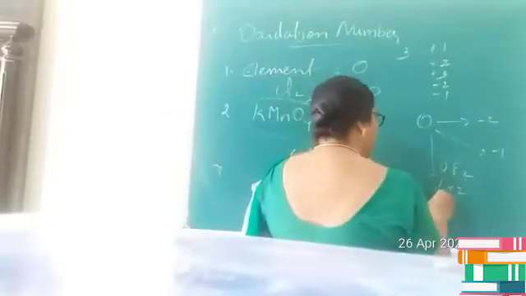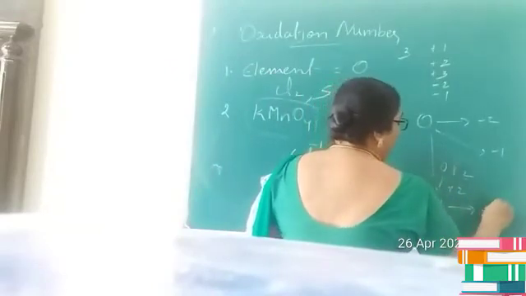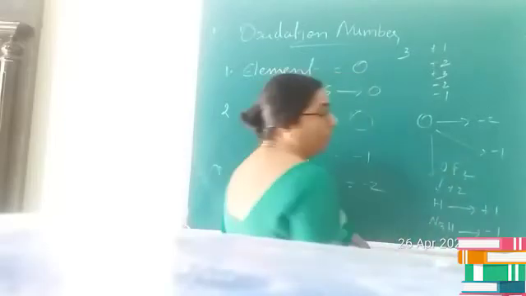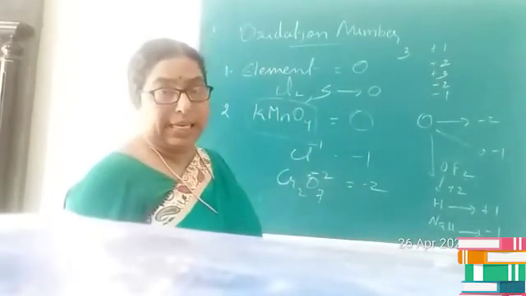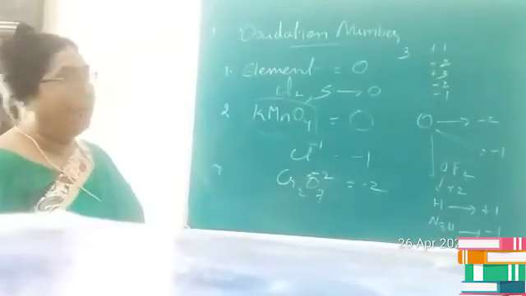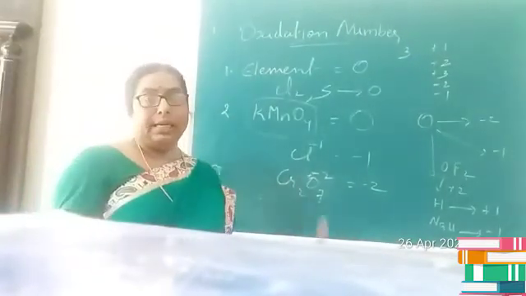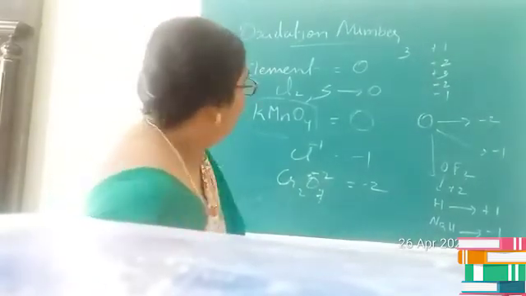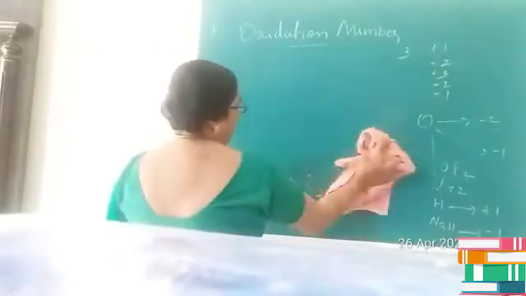And hydrogen generally shows the oxidation state of +1. But in hydrides like sodium hydride, it will be equal to -1. Is it clear, children? That is about the general points to discuss before finding out the oxidation number. Now can we try to find out the oxidation number of certain elements? So let us consider some examples.